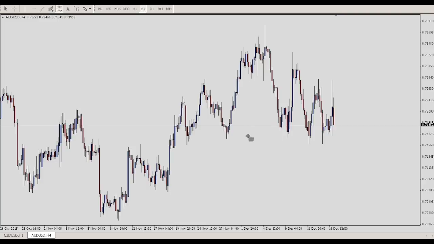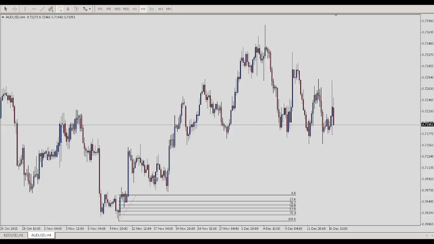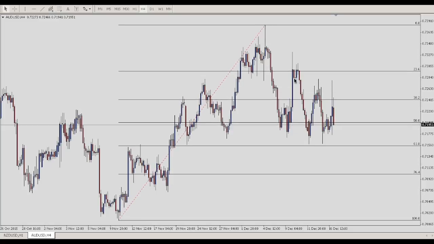So what we do is we go from our low to high on an uptrend. We draw from the lowest point to the highest point on an uptrend, and on a downtrend we draw from the highest point to the lowest point. In this case we're going to go from the lowest point at the start of the trend to the ending of the trend.